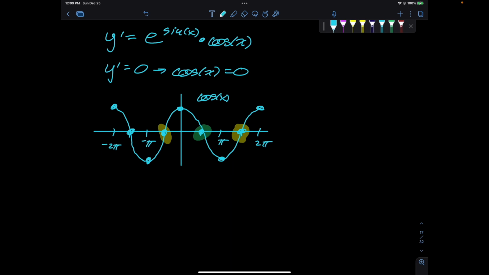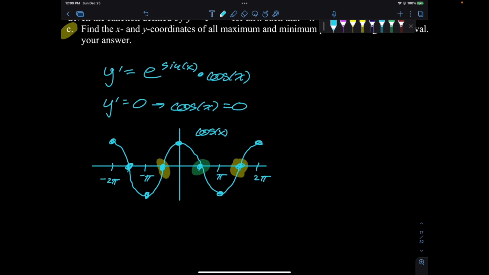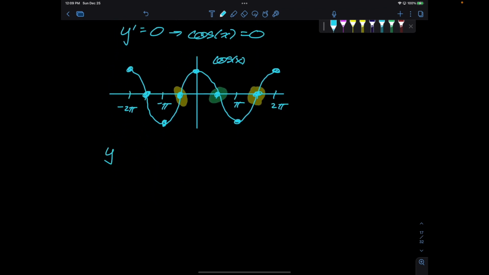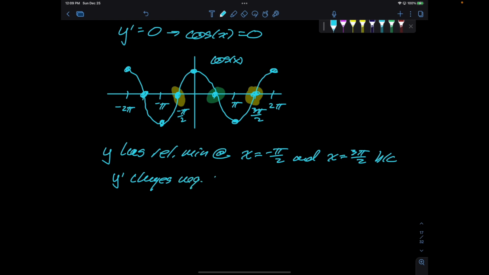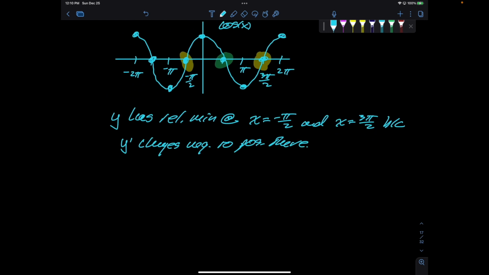Okay, so is this the only thing we're doing? Yeah. All right, so y has a relative minimum at x equals negative pi over 2, and x equals 3 pi over 2. And our reason will be because y prime, not f prime, changes from negative to positive there.